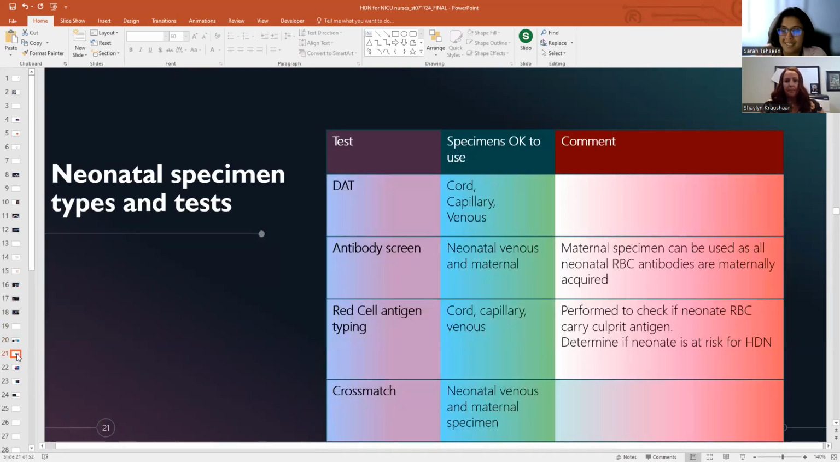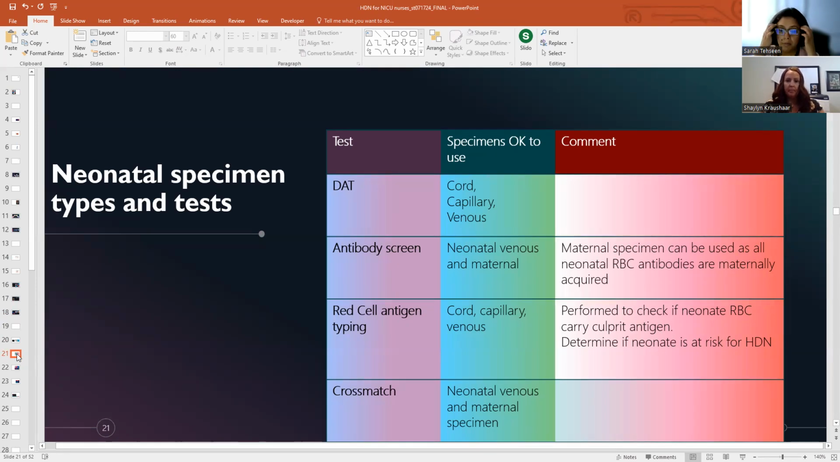The other thing which I think is kind of important from an NICU perspective is what tests can be done on which specimen, right? So DAT can be done on anything. It can be done on a cord specimen, on a capillary specimen, and on a venous specimen. And that is also why our Healthy and Home program will use capillary specimens for DAT testing. Antibody screen can be done on neonatal venous specimen, cords, as well as maternal specimen. If you are unable to get any specimen from the neonate and you don't have cord blood, you can use maternal specimen drawn just within the previous 2 to 3 days to look for antibodies.